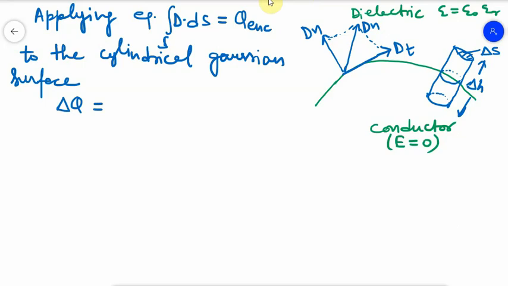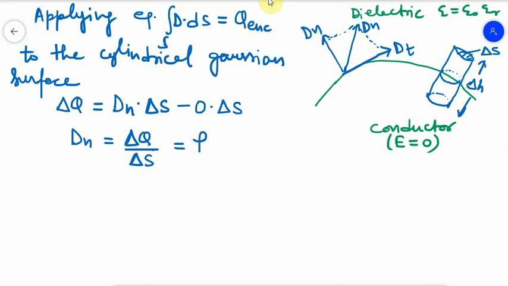Now D dot dS. For the top, D lies perpendicular to this surface and is along Dn, so it is Dn dot del S. For the lower half, it is 0 because there is no electric field, so there is no electric flux density either. So Dn equals del q upon del s, which is equal to the surface charge density. So we can say that Dn equals rho s.